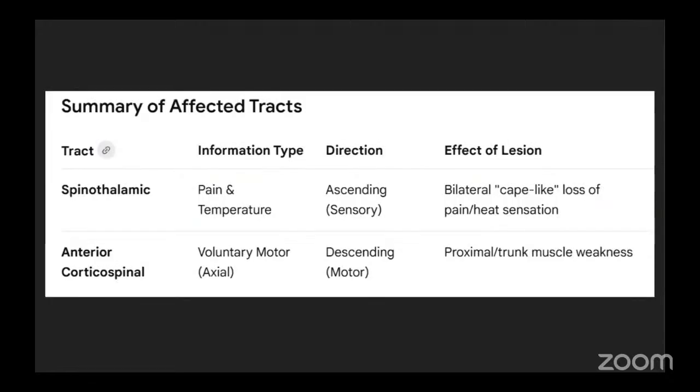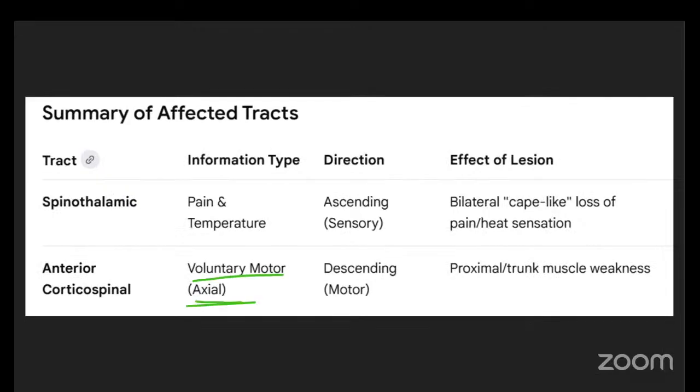So we have the intramedullary tumors. And you can see that we have already discussed this, the spinothalamic tract and the anterior corticospinal tract. These are the axial musculature which are getting affected. Hence, there is going to be a proximal or trunk muscle weakness. There's a term called girdle. The patient might have girdle weakness as well, that is the shoulder girdle and the pelvic girdle.